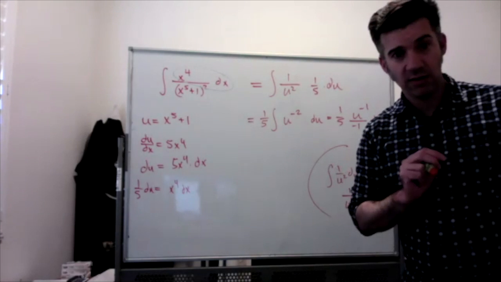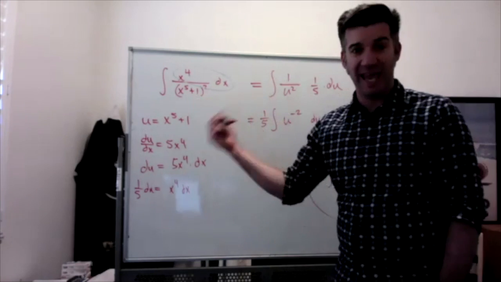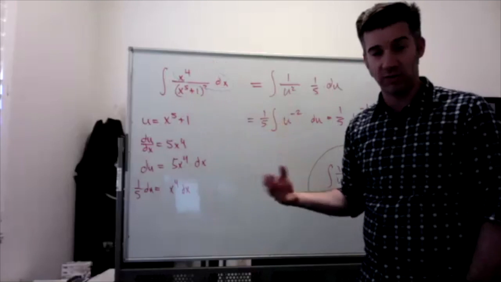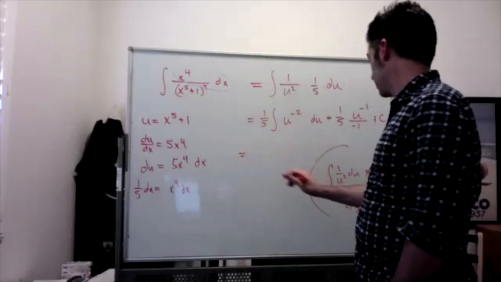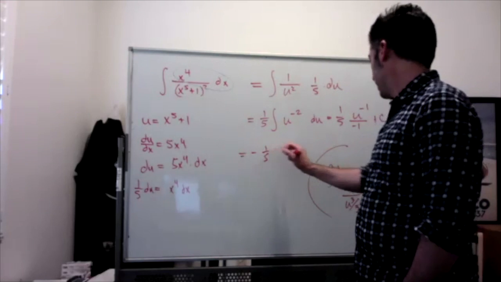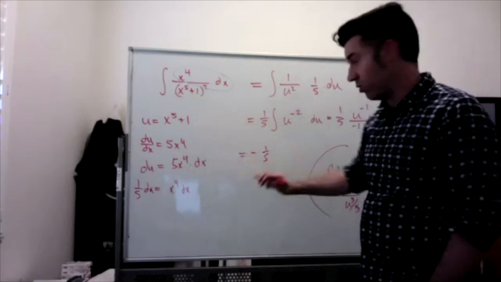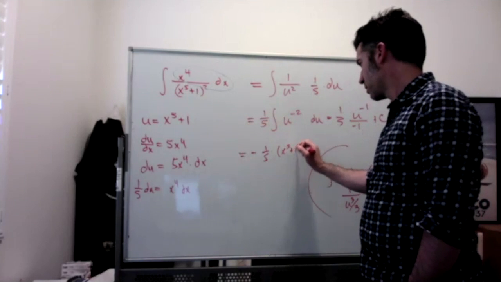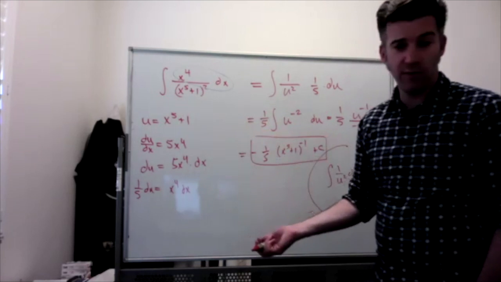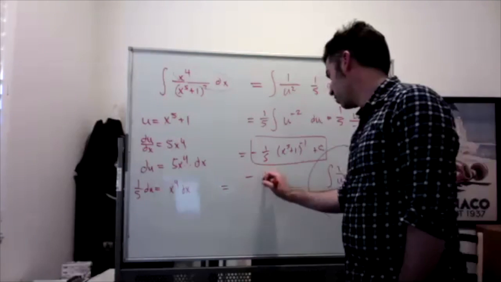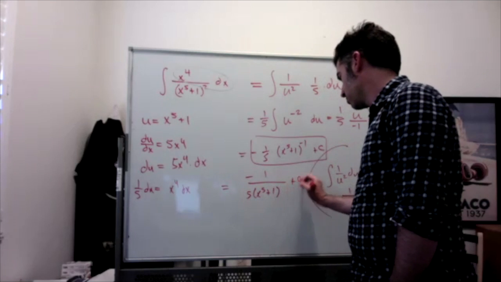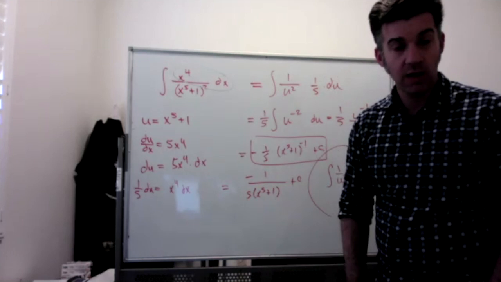We're not done yet. We started in the language of x, we need to end in the language of x. If our integral is in terms of x, our answer should be in terms of x. So this is going to be negative 1/5 times u, which is x to the 5th plus 1, to the -1 plus c. Or if you prefer, you could write this as -1 over 5 times x to the 5th plus 1, bringing that down to the bottom.